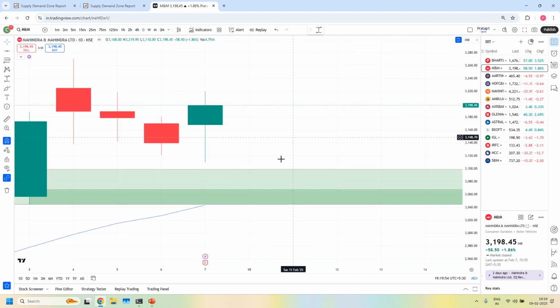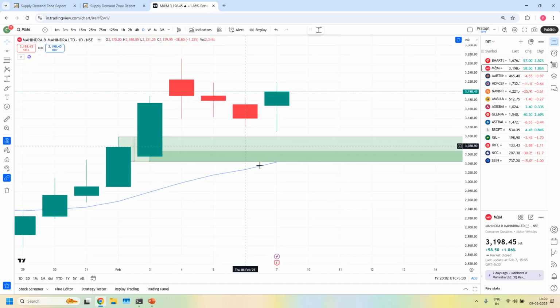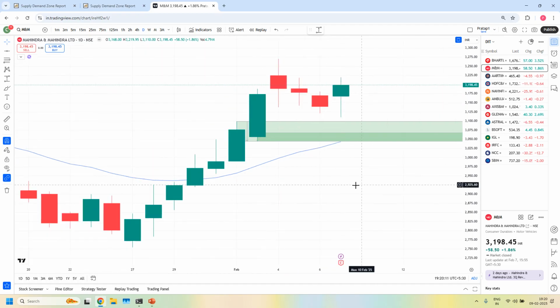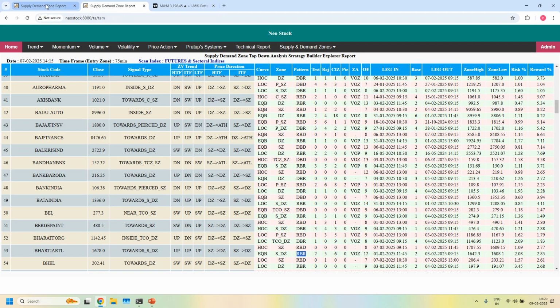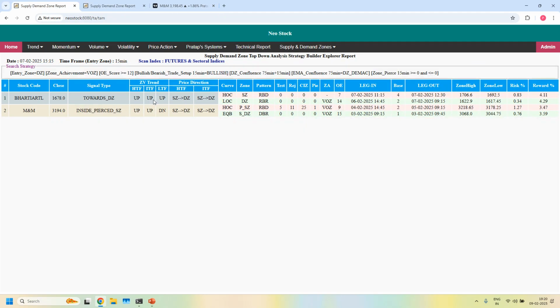Just about to touch this zone, a small gap. I told you, our software uses small buffers below and above. Within that buffer, if it enters, it will consider it as zone confluence. So perfectly it is there. So that's why our software said these two are even more high probability trade setup supported stocks, because these 75-minute zones are having daily EMA confluence. Apart from zone confluence, demand zone confluence with 15 and 75 minutes time frame.